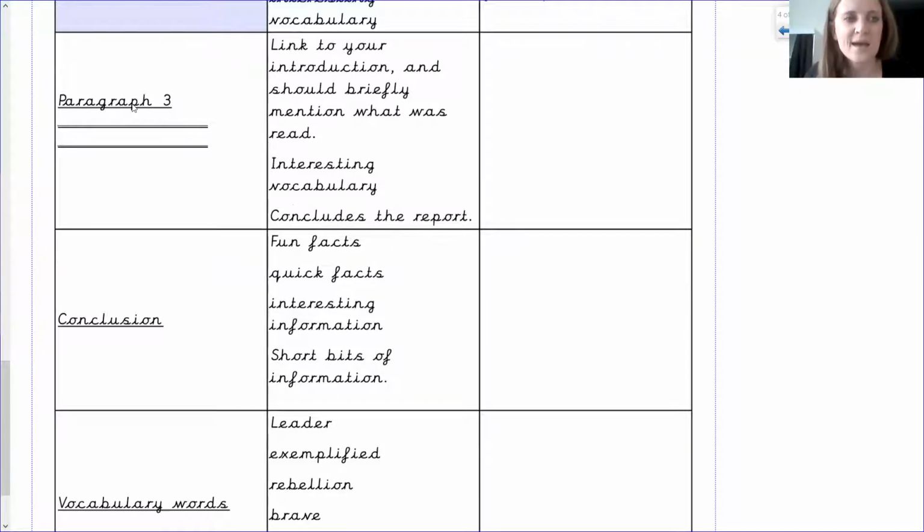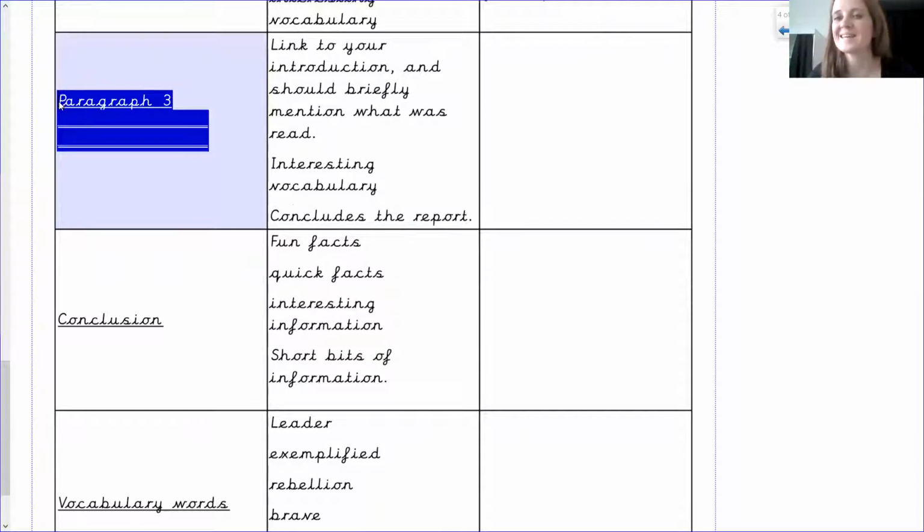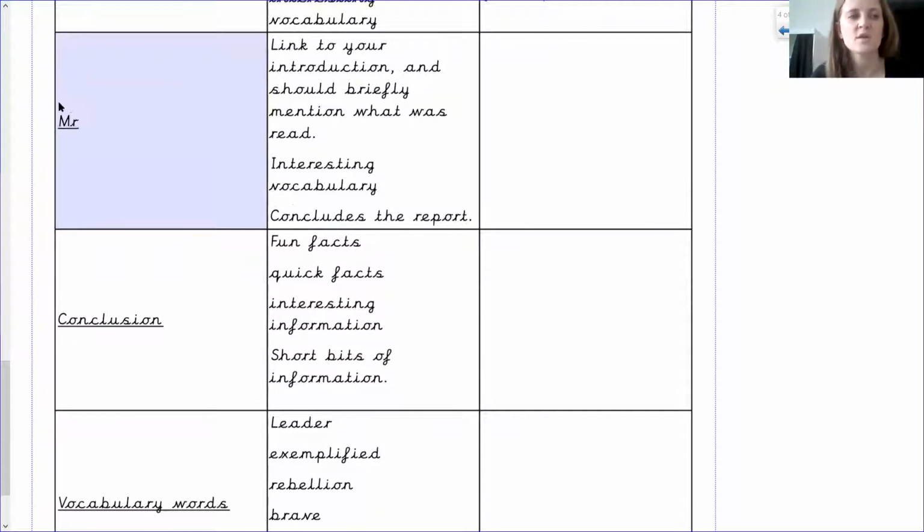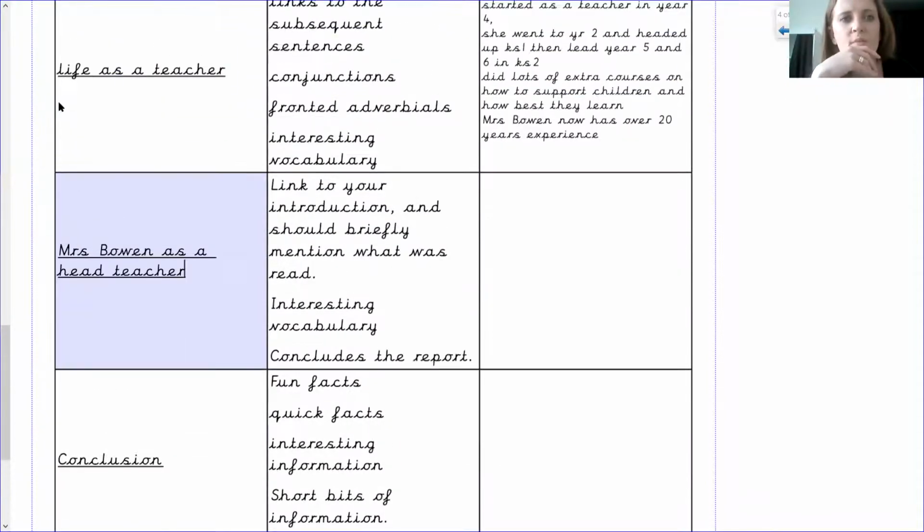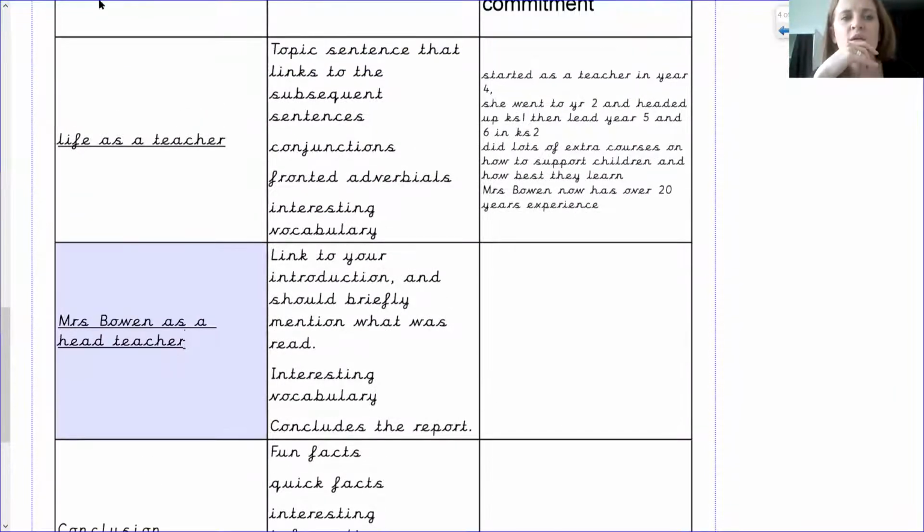So maybe now we are going to give a description of Mrs. Bowen as the head teacher. So, Mrs. Bowen as a head teacher. Okay. Remembering some of the things that we've written, topic sentences, have we included conjunctions? You can write down some of the things that you would maybe use. Are there some fronted adverbials that you could use in this?